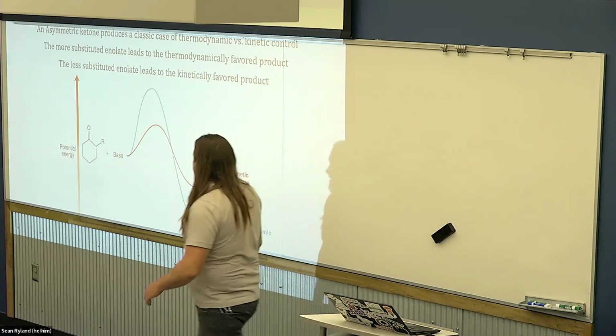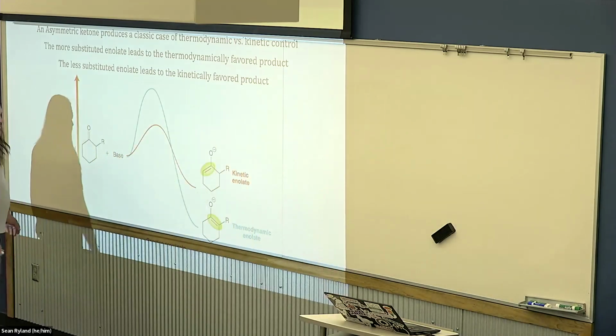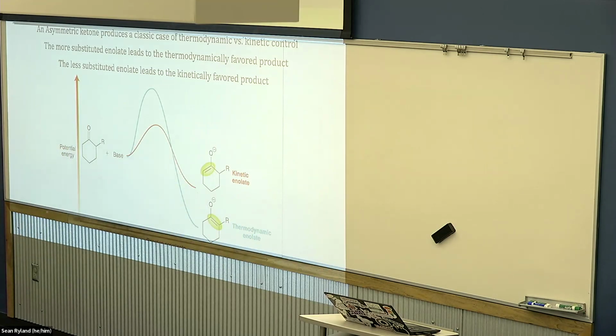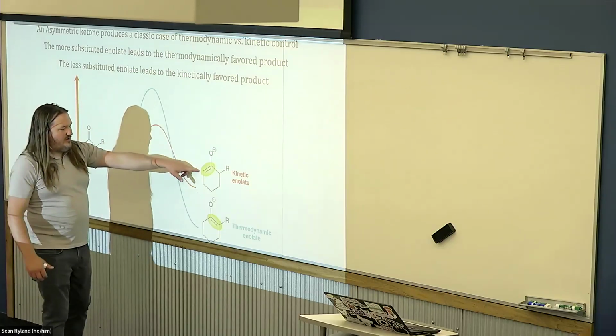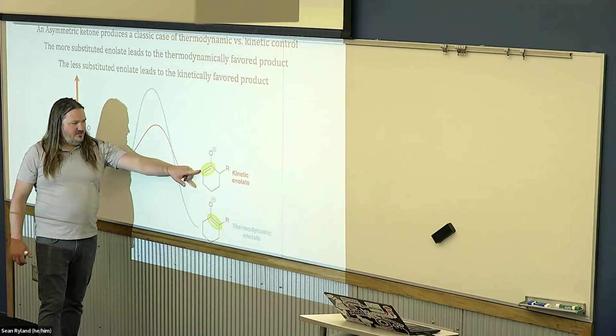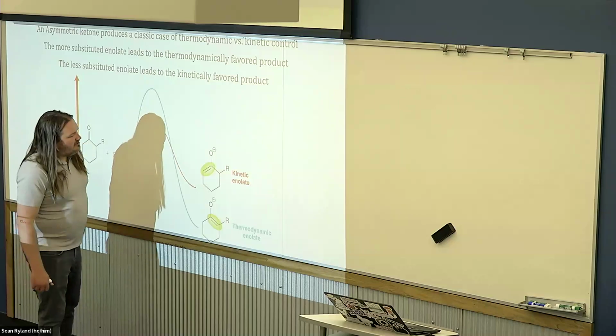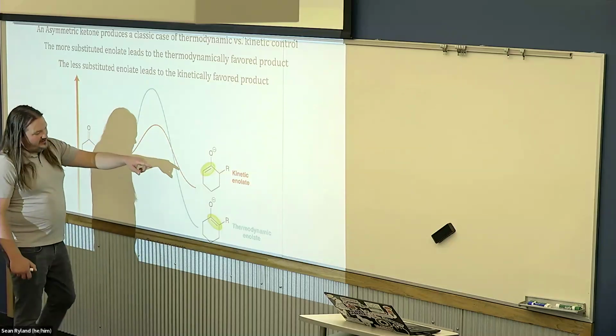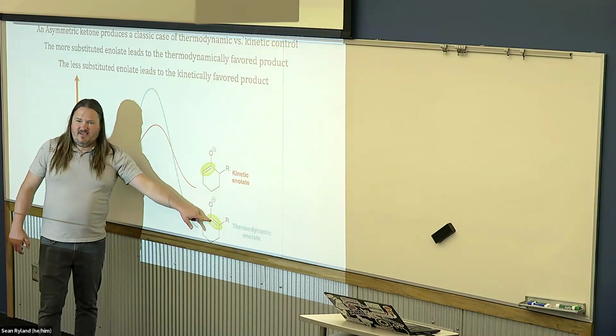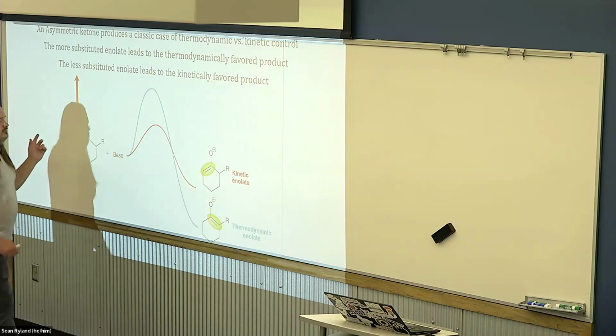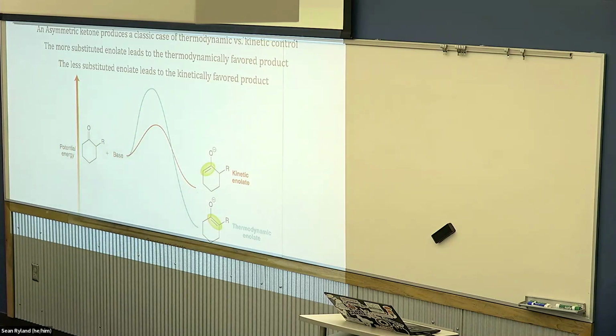If we look at the kinetic product, the kinetic product is all about how we make an enolate that doesn't have an electron donating group attached to that partial negative. But the thermodynamic product is the one where you make the more substituted enolate. So that's a competing reaction if we have an asymmetric ketone.